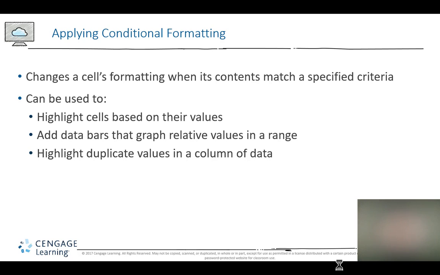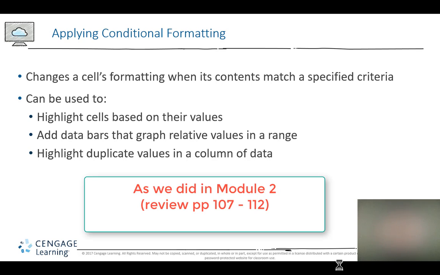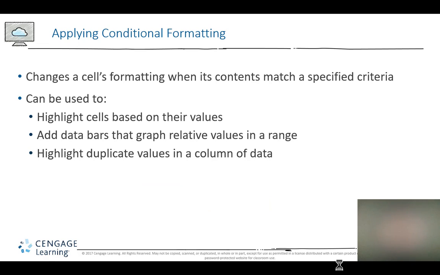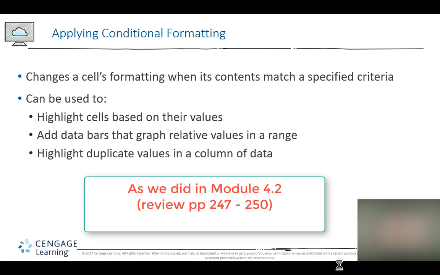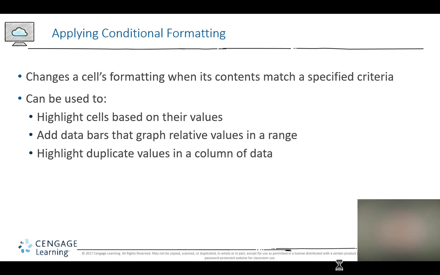It can be used to highlight cells based on their values, which we did in Module 2 with conditional formats. They can be used for adding data bars that graph relative values in a range. We did this in Module 4 when we added data bars and spark lines to help visualize data. In this module, we will highlight duplicate values in a column of data.